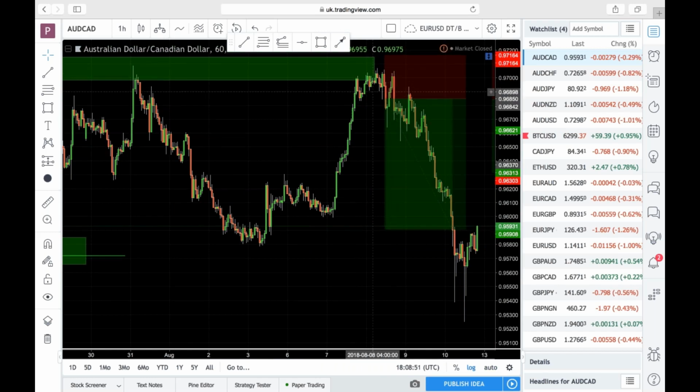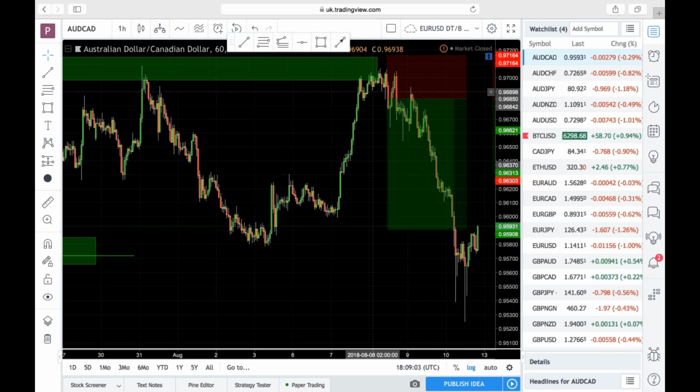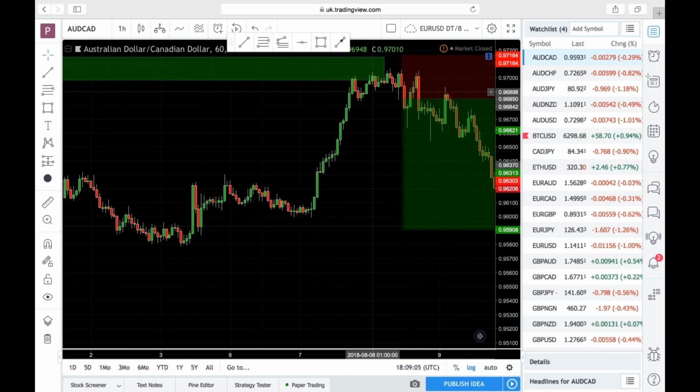Now I've identified what's happening. I've predicted what's going to happen. Now there's two more steps. I need to decide what to do, and I need to finally execute my trade. So it's identify, predict, decide, execute. Now, how do I decide what to do? What am I looking for at this level?